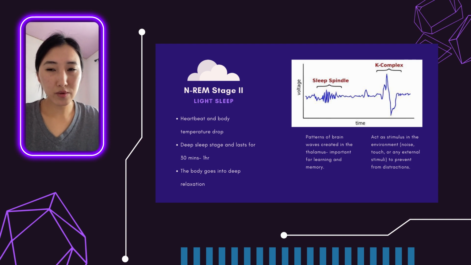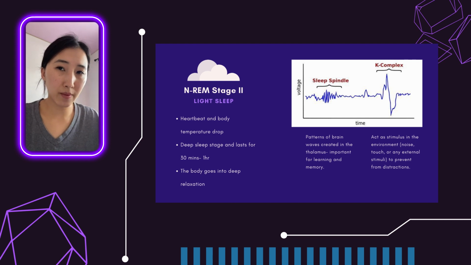Let me continue my presentation from the sleep cycle, and I'll be discussing the second stage of sleep, that is non-rapid eye movement stage 2. This is the stage where we spend almost 50% of our sleep time, which means this is also a time where we start to fall into light sleep. Our heartbeat and body temperature start to drop, which is similar to the first stage of the sleep cycle.